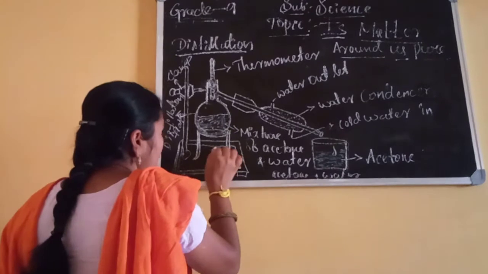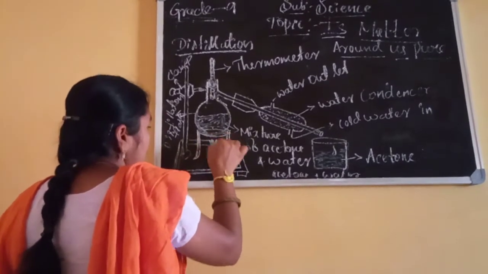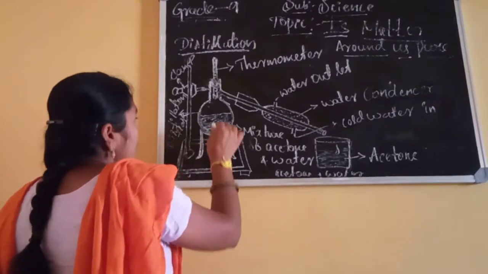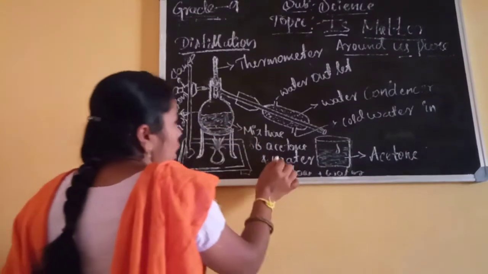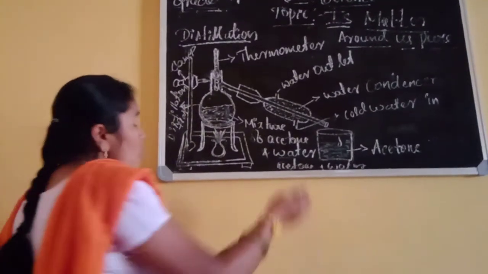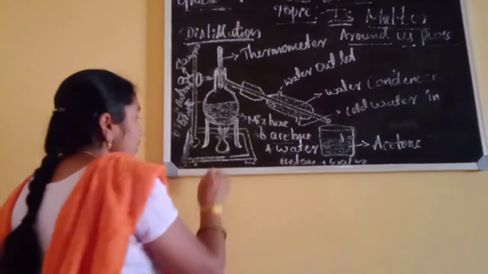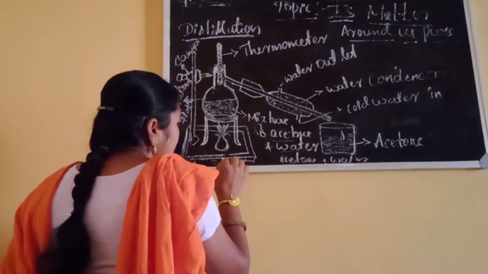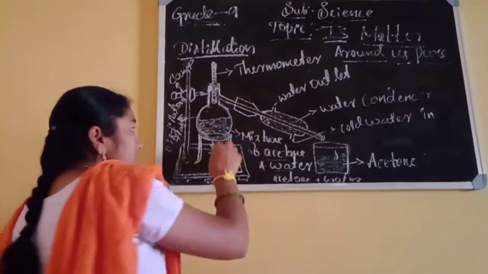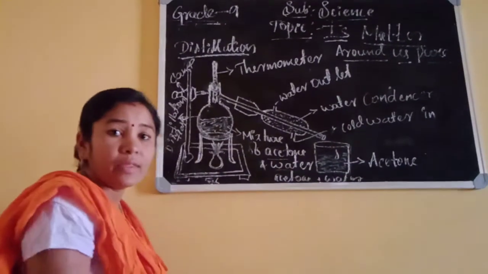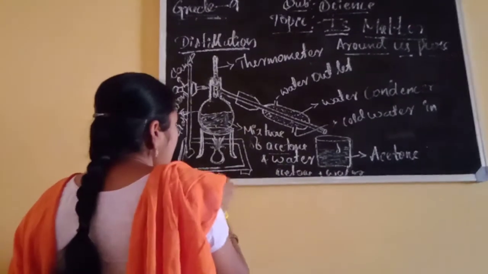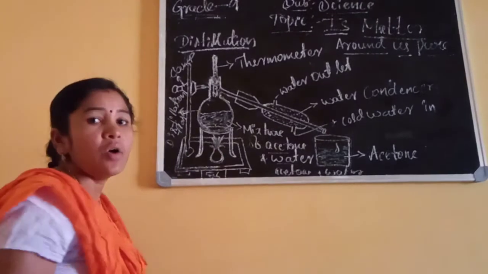Heat the distillation flask with the help of a lamp. What is the boiling point of water? 100 degrees Celsius. Is it right? Then what is the boiling point of acetone? 56 degrees Celsius. Which one evaporates faster? Acetone only, because it has a lower boiling point compared to water.